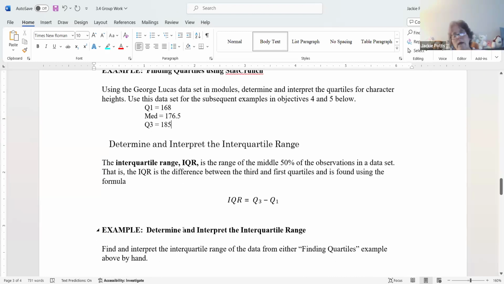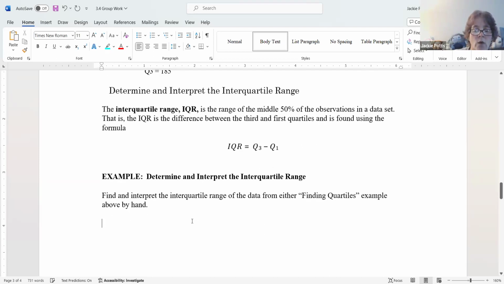Because we've already discussed range. Now we're going to discuss the interquartile range. It means the middle 50% of the data. And the middle 50% of the data would be from Q1 to Q3. And we're going to need the IQR for finding outliers. So using this data, we're going to take this formula and fill it in.